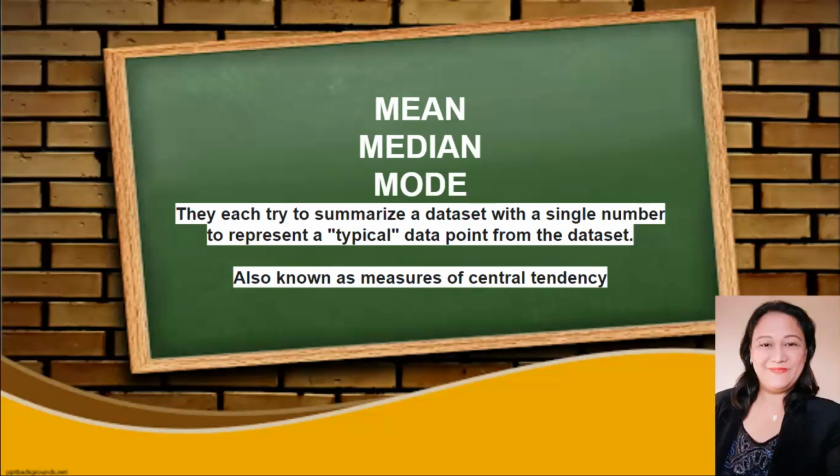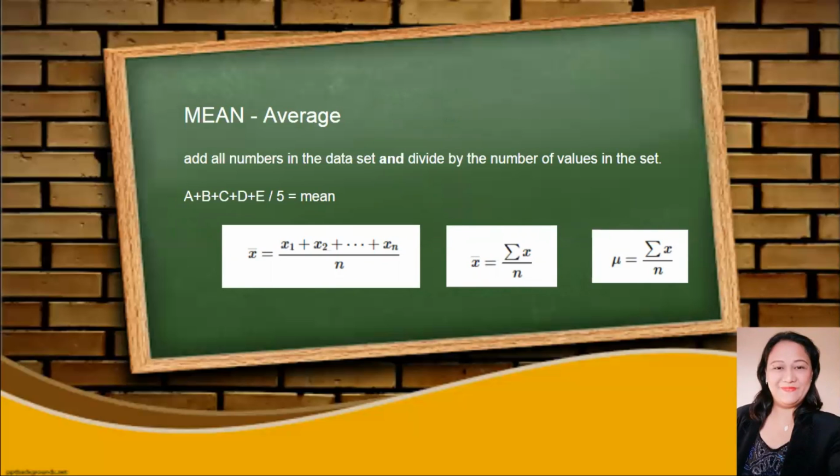Kaya lang, ang tanong ng karamihang researchers, lalong-lalo na if you are a beginner, sino sa tatlo? Si mean, si median, o si mode ba ang tamang representative ng data na hawak mo ngayon? I-define muna natin. Mean is also known as the average. Wow, sounds easy, right? Kasi pag sinabi mong average, you just add all the numbers in your gathered data or in the set and you divide by the number of values in the set.